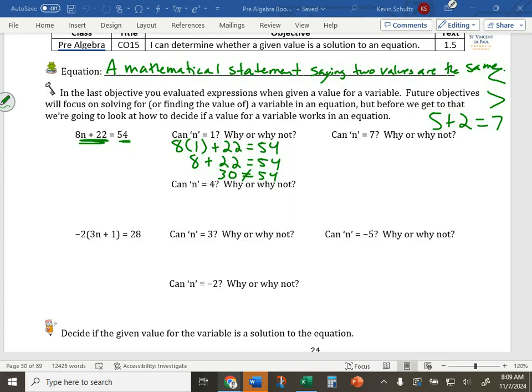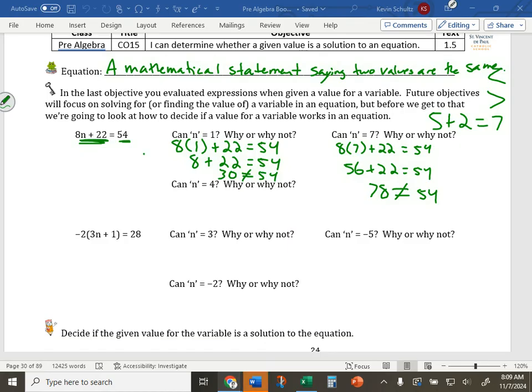Can n be 7? No. Why not? Same reason kind of, right? If we plug 7 in for n, 8 times 7 plus 22, is that the same as 54? Well, 8 times 7 is 56. 56 plus 22 is 78. And 78 is not the same as 54, therefore n cannot be 7.